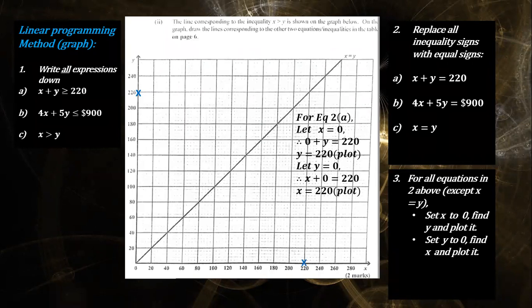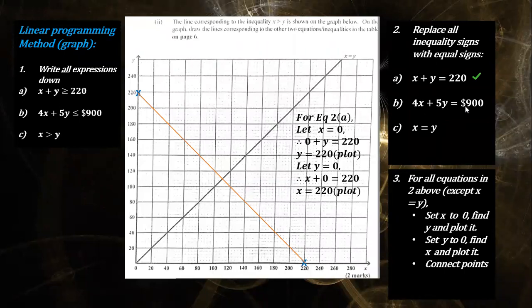Any questions, you can put it in the comments. What comes next? We're going to connect the points. Let's connect these 2 points here. And voila, that's basically the first equation done. Okay, so we have the first equation in check and on the graph. So now let's go on to the second equation.